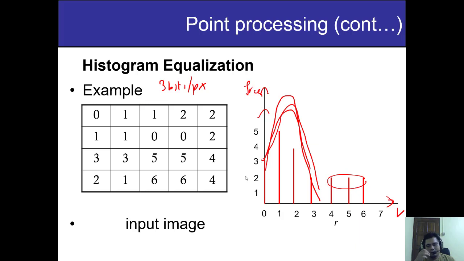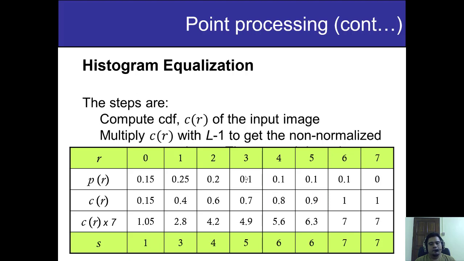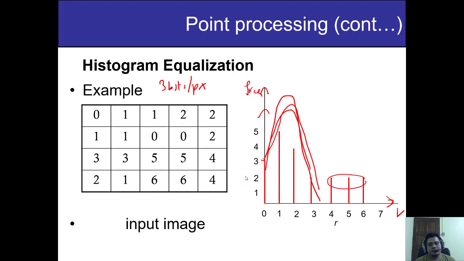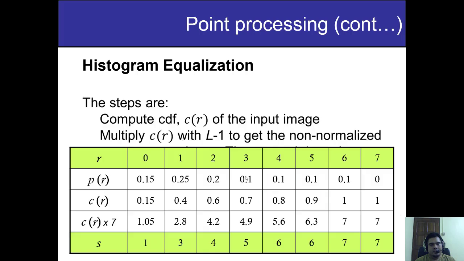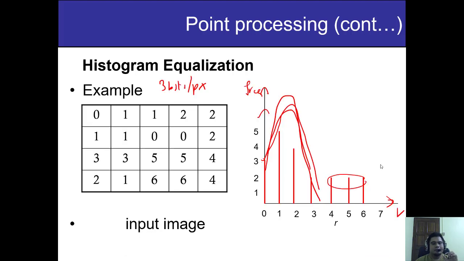Then how do we solve this by using histogram equalization? One way is to generate this table, instead of solving directly from the histogram. So this is your R. Of course, your R here is 3 bits per pixel, that's why you have from 0 to 7 only. So don't plot from 0 to 255. Again, the question is 3 bits per pixel.